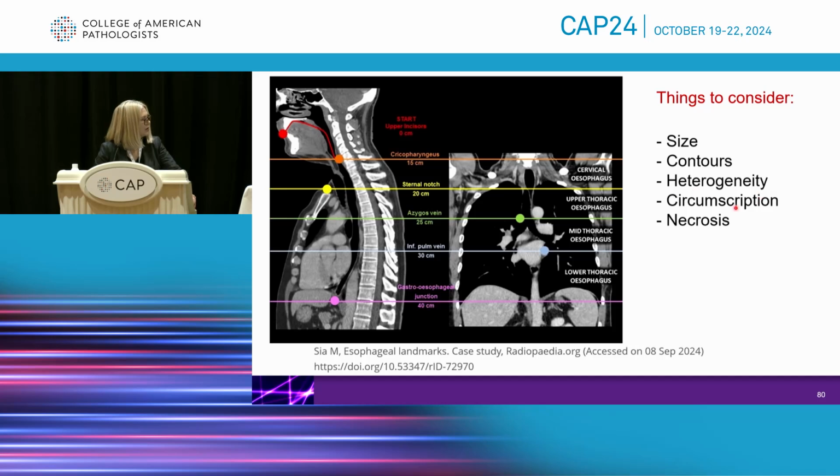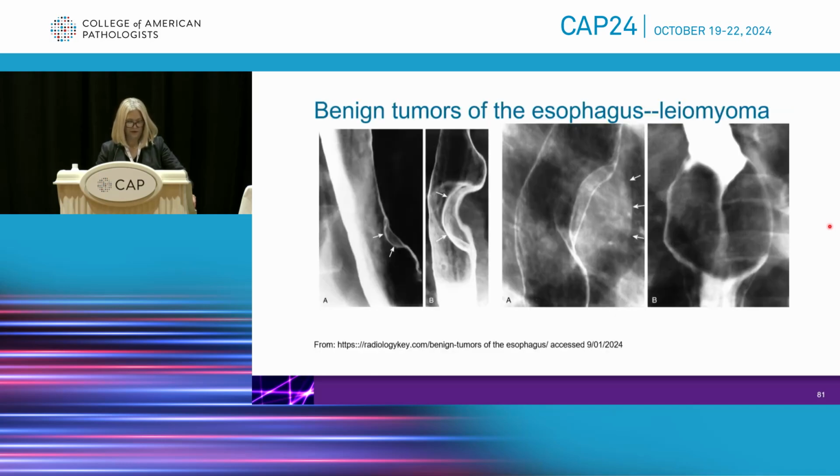Heterogeneity is a word I'm going to use a lot too, in addition to moth-eaten in a different setting. So let's look at some things of the esophagus. So benign tumors, after all, I talked about CT and MRI. I'm going to show you barium swallow, but it helps us kind of get our bearings here.